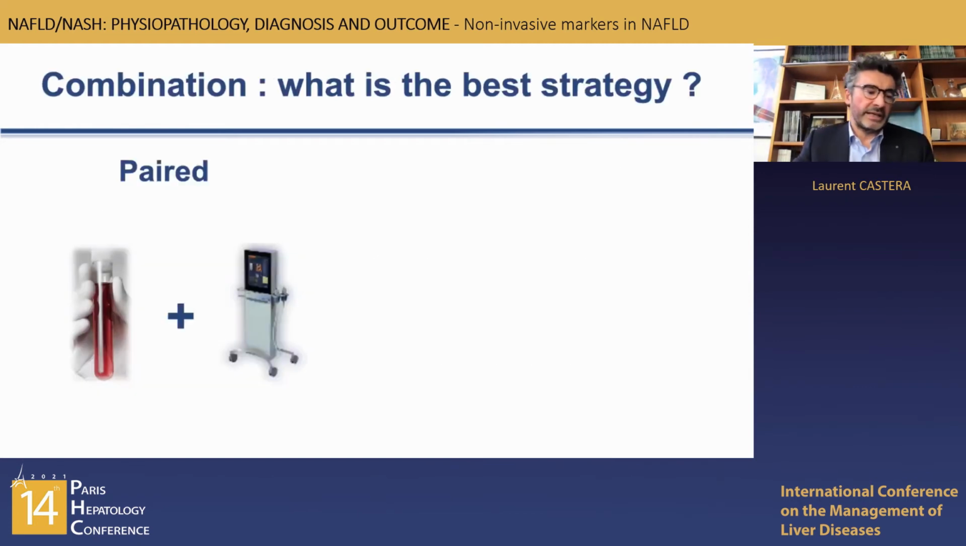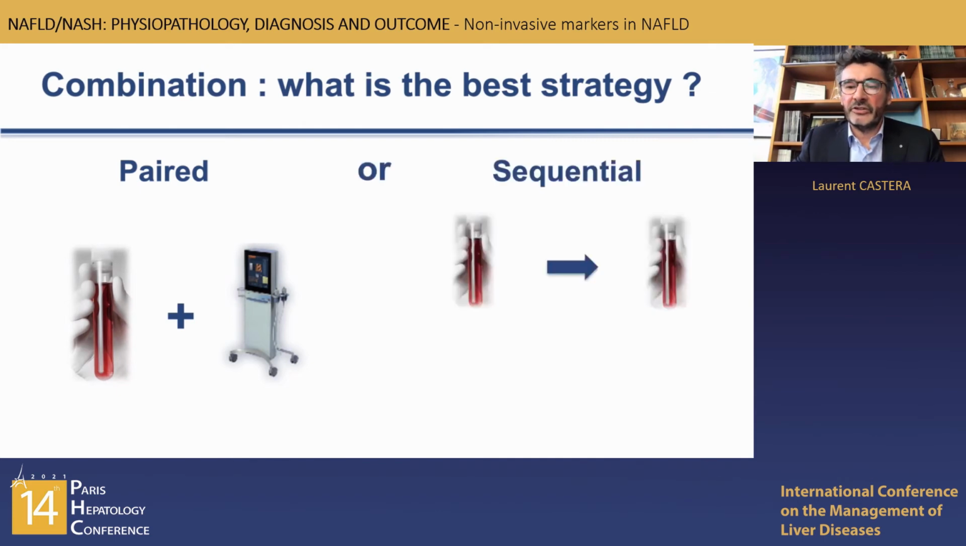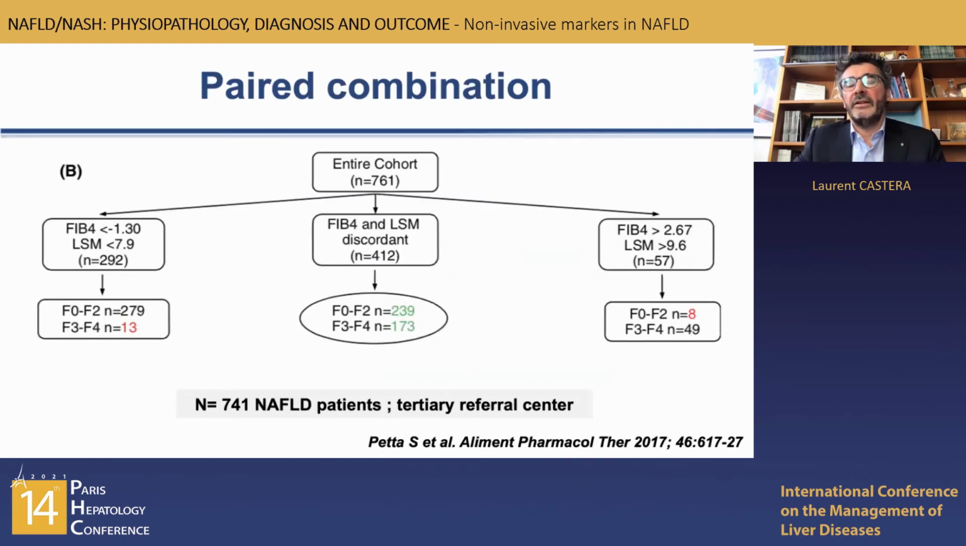So if you want to combine these two tests, what is the best strategy? Is it a paired combination, serum marker plus elastography, or a sequential one using either blood test plus blood test or blood test then VCTE? The paired combination has been tested in this large European cohort, 700 NAFLD patients, tertiary referral center. And what you can see, if the FIB-4 and transient elastography are concordant for the absence of advanced fibrosis, you misclassify around 3% of patients.